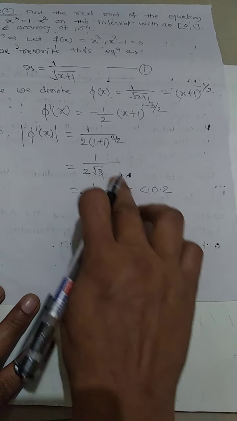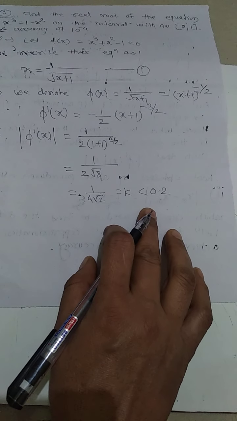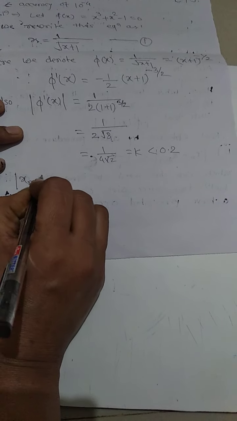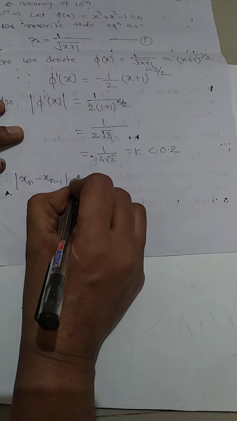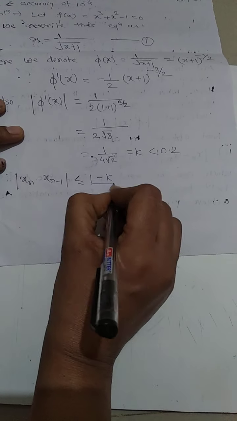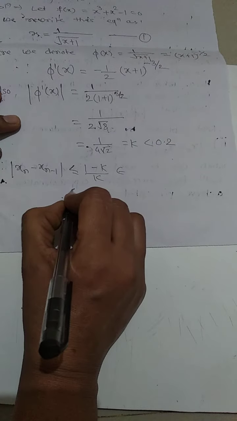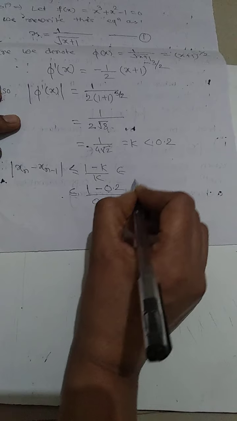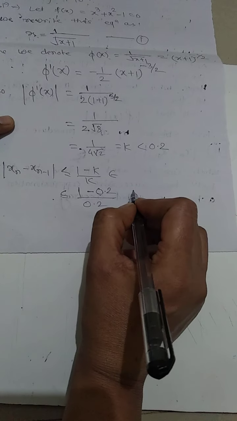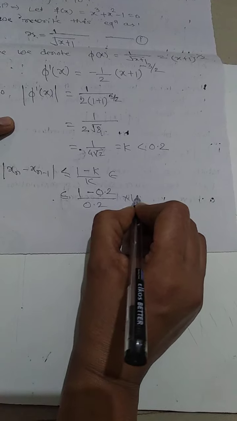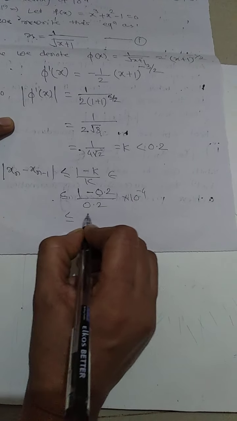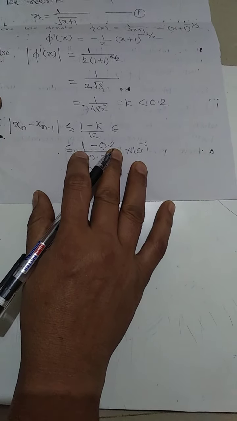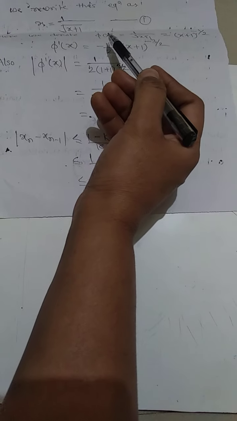After calculation this is less than 0.2, and therefore the second step is mod of xn minus xn minus 1 less than or equal to (1 minus k) upon k into epsilon. Here 1 minus k is 0.2 upon 0.2 and epsilon is given as 10 raised to the power minus 4. Therefore, put this value 10 raised to the power minus 4. After calculating, this calculation is 0.0004. And first we take x is equal to 1.